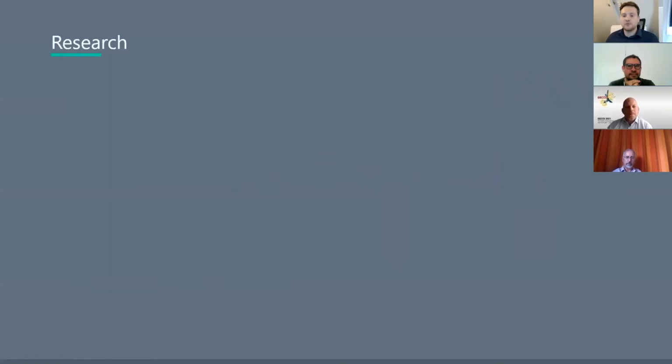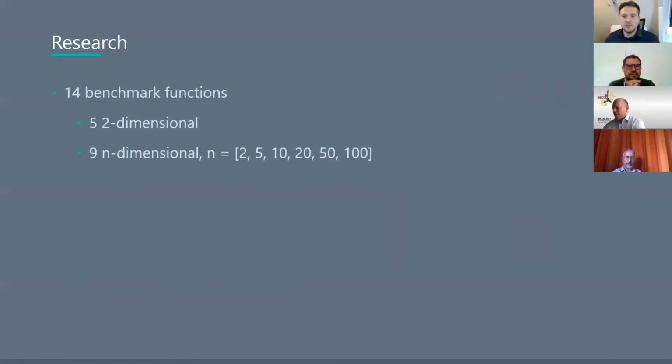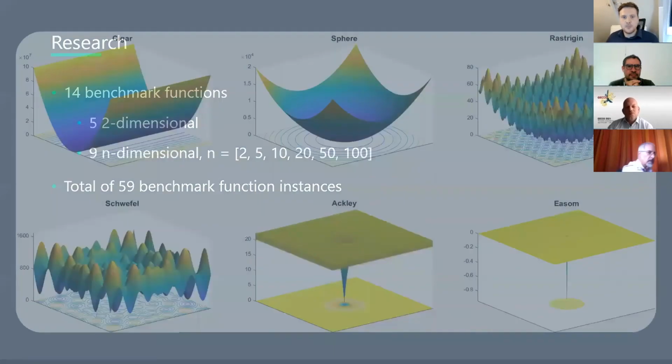So continuing with my research, what did I do? I implemented 14 benchmark functions previously used in literature, of which 5 are two-dimensional and 9 are n-dimensional, with dimensions 2, 5, 10, 20, 50, and 100. So that makes a total of 59 benchmark function instances. On the following slide, I will present some benchmark functions in 2 dimensions as an example.